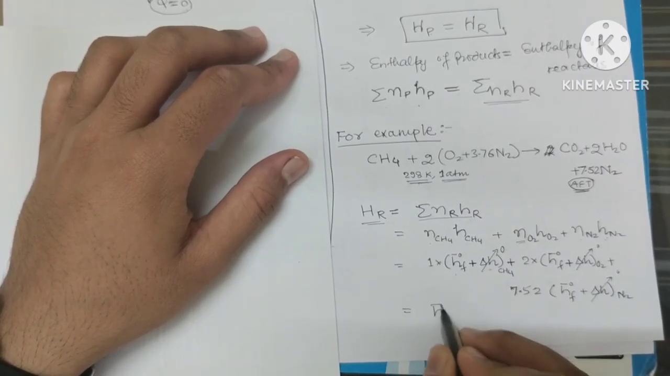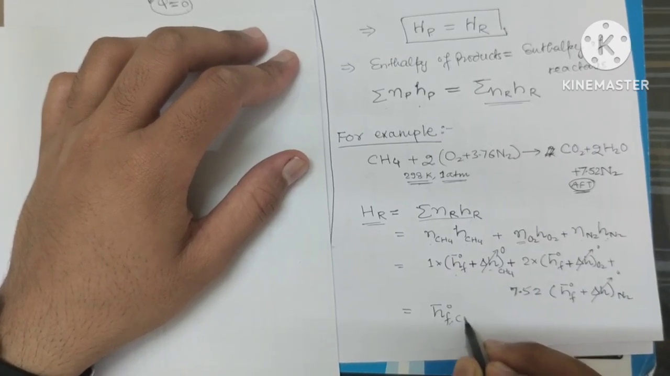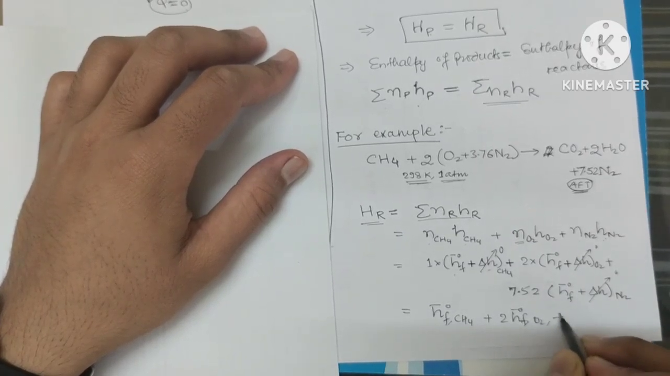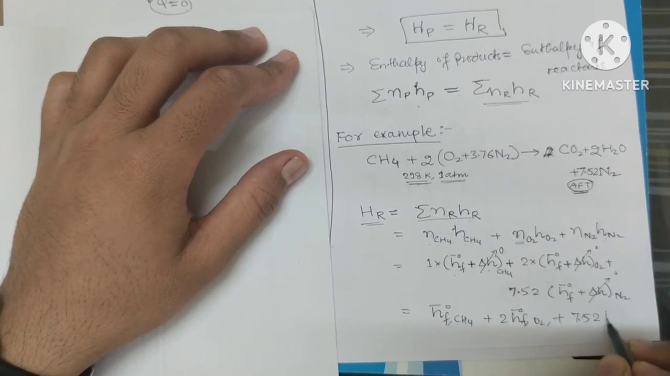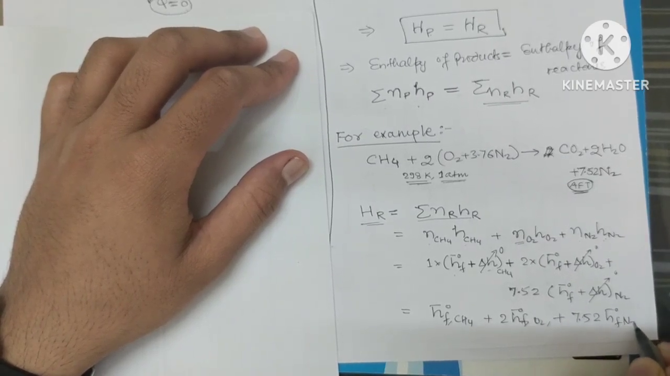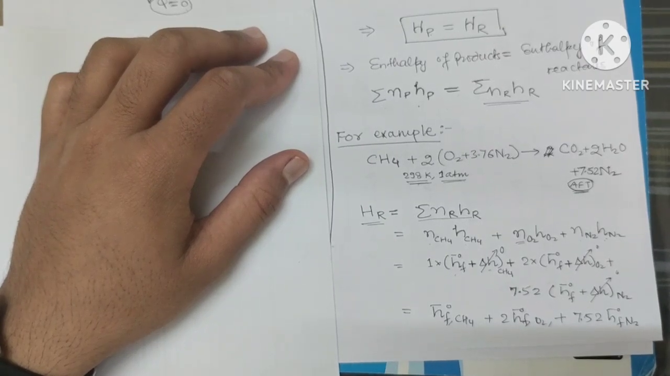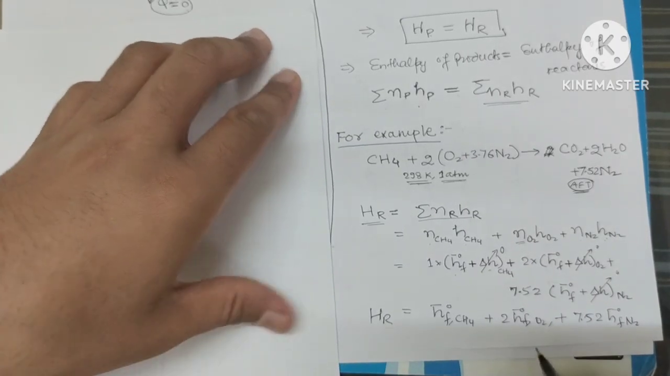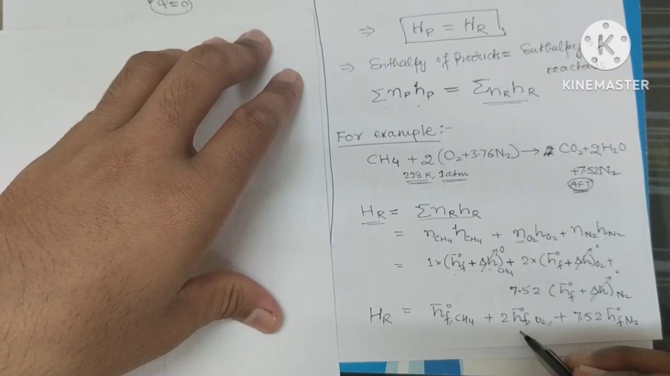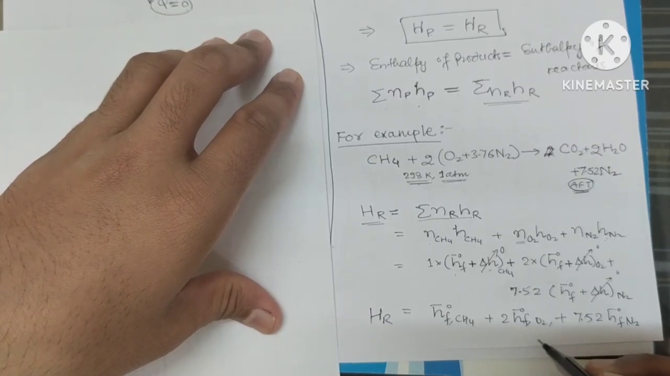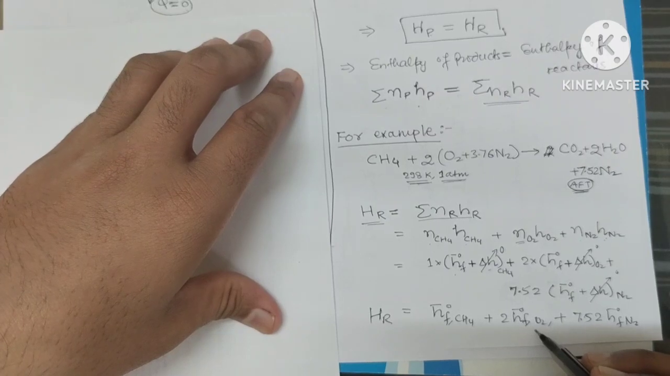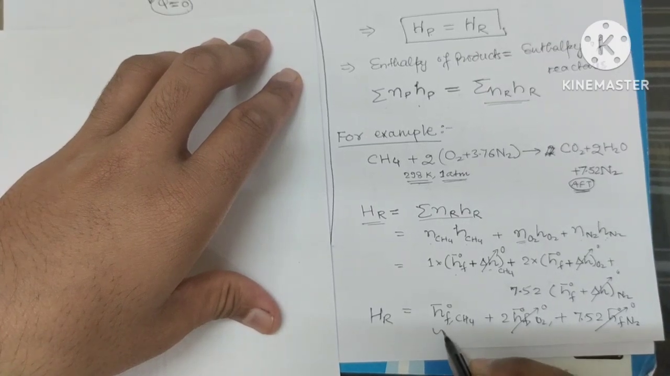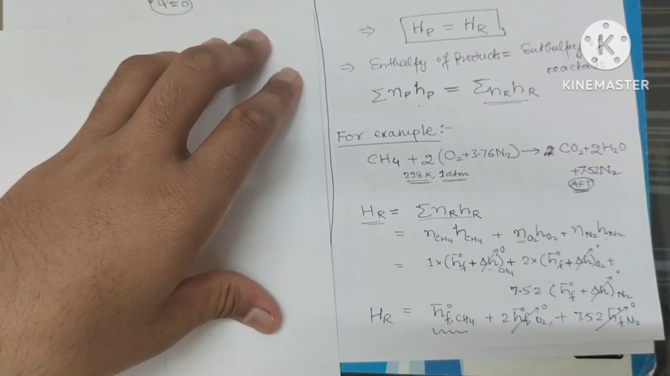So the terms remaining will be the enthalpy of formation of methane, plus 2 times the enthalpy of formation of oxygen, plus 7.52 times the enthalpy of formation of nitrogen. Okay, so this is the enthalpy of reactants. Also in this case, we know the standard enthalpy of formation of naturally occurring gases like oxygen and nitrogen is 0. So these terms will be 0. So the only thing remaining will be the enthalpy of formation of methane.